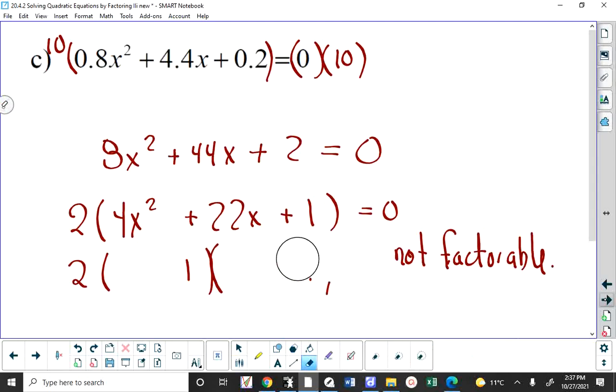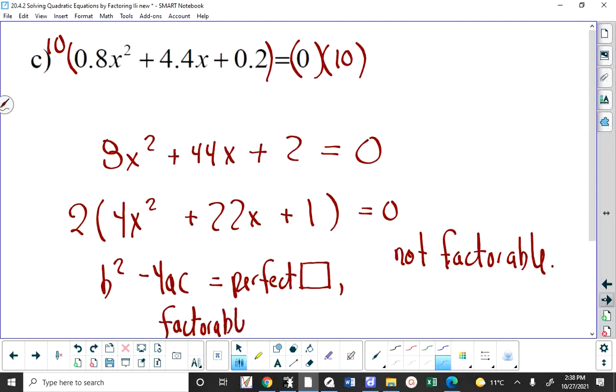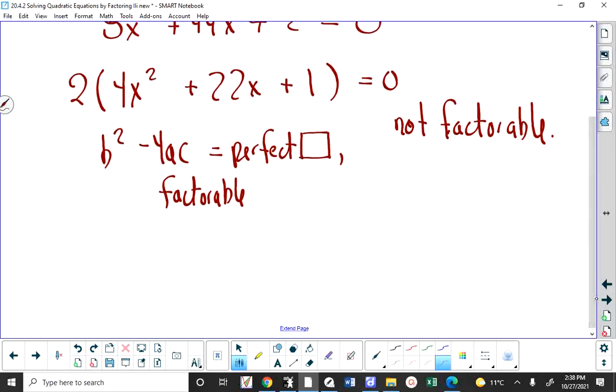So the trick is if b squared minus 4ac equals a perfect square, it's factorable. What is a perfect square? 1, 4, which is 2 squared, 9, which is 3 squared, 16, 25. So let's calculate b squared minus 4ac. That would be 22 squared minus 4 times a, which is 4, times c, which is 1.